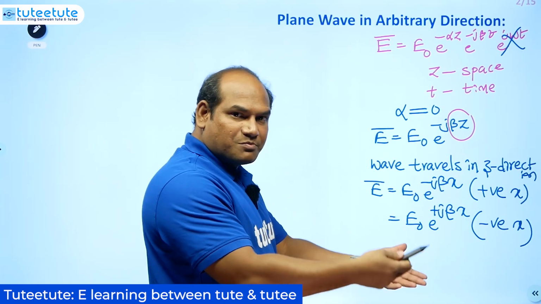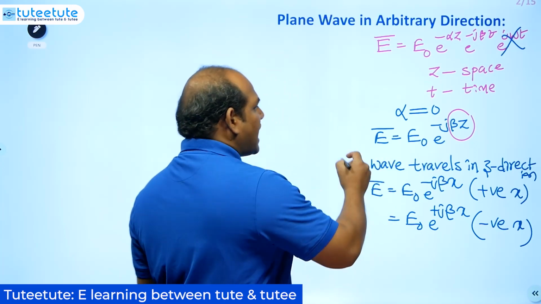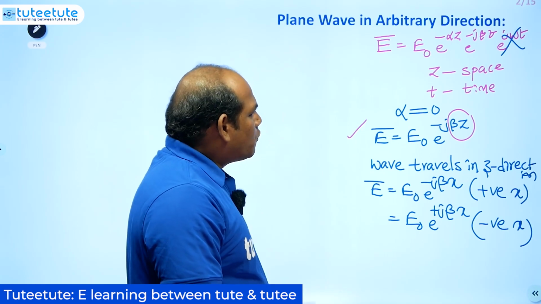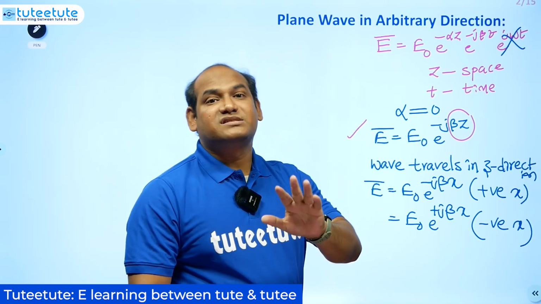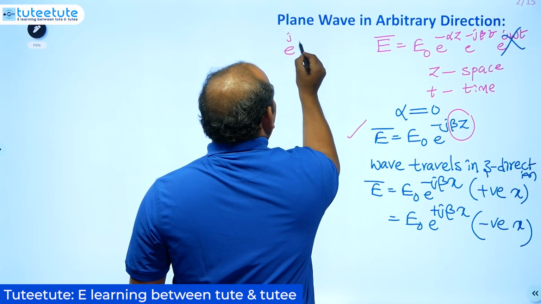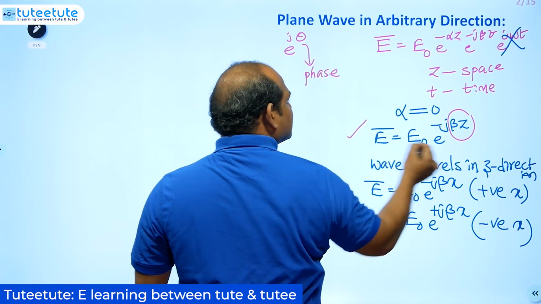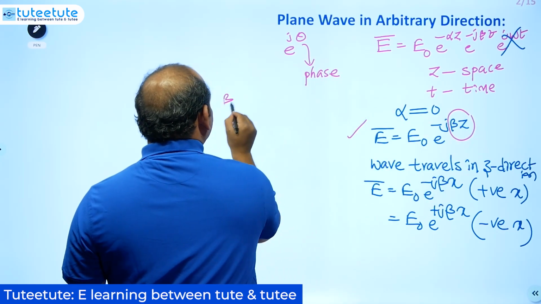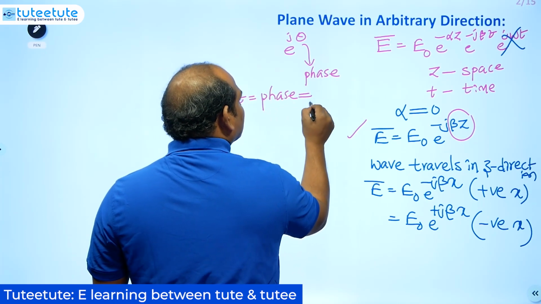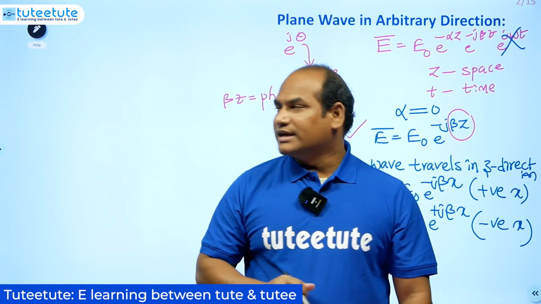Now for explanation purposes, we will assume that the wave is traveling in the z direction, so that I can work using this. Positive z direction we have taken. What is beta? Beta is the phase constant. Generally e power j theta will be there. So what is this? Phase. So this beta z is also phase. Beta z is the phase measured in radians.